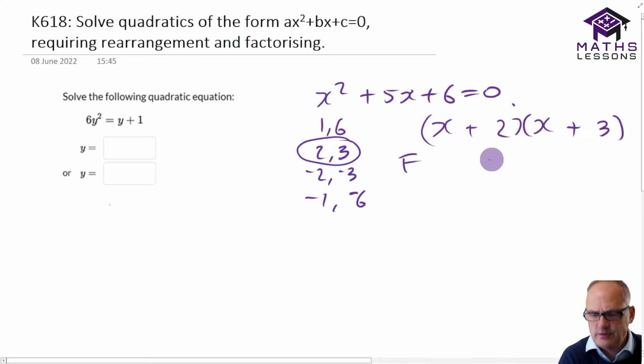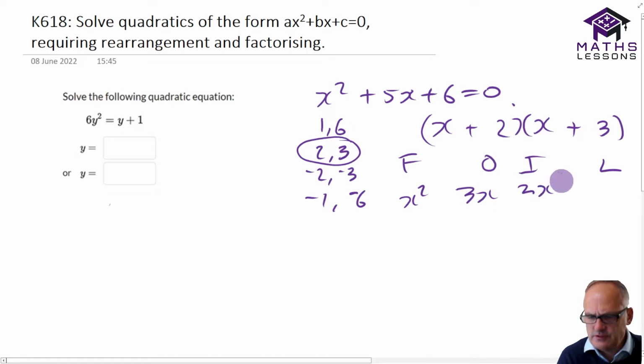Let's just do FOIL just to see that in action. The FOIL means first, the first two things times together, which is the x². Then the outer two things times together, which is 3x. Then the inner two things times together, which gives me 2x. And the last two things times together gives me the 6.